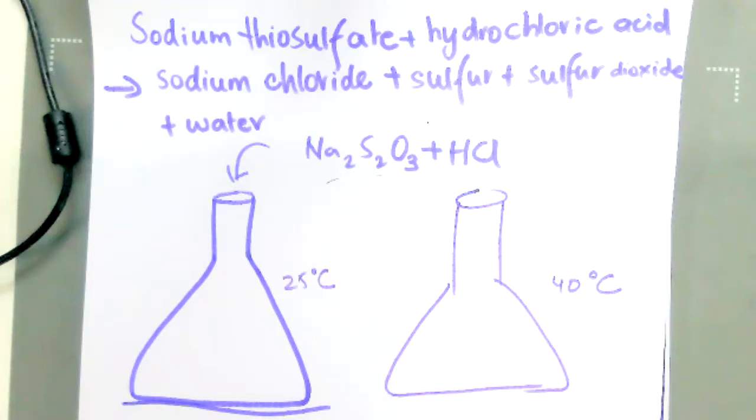And then this is the study tip. It is important to realize in this experiment that the shorter the time taken for the cross to disappear, the faster the reaction has taken place. Because the sooner the cross disappears, the faster the sulfur is getting deposited. The faster the sulfur is getting deposited, the faster the reaction is proceeding forward.